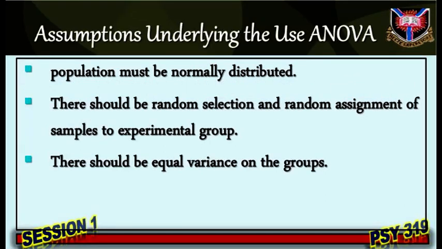The assumptions underlying the use of ANOVA include: A. The population where the samples were drawn from must be normally distributed. B. There should be random selection and random assignment of samples to experimental groups. C. There should be equal variance in the groups. In this course, discussion will be based on one-way ANOVA for independent groups and for repeated measures.